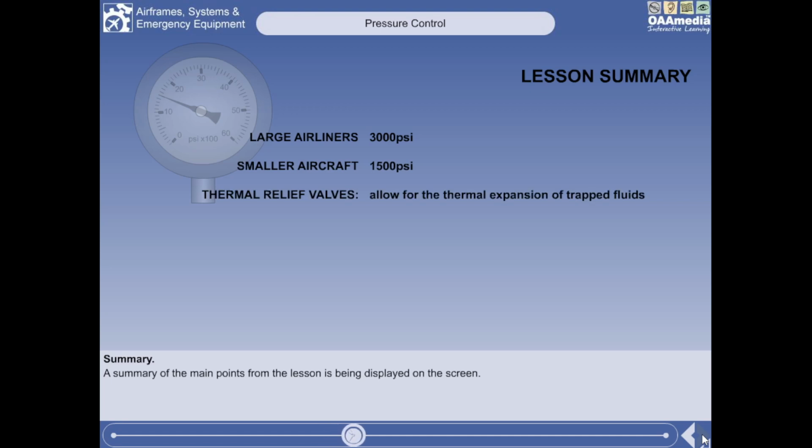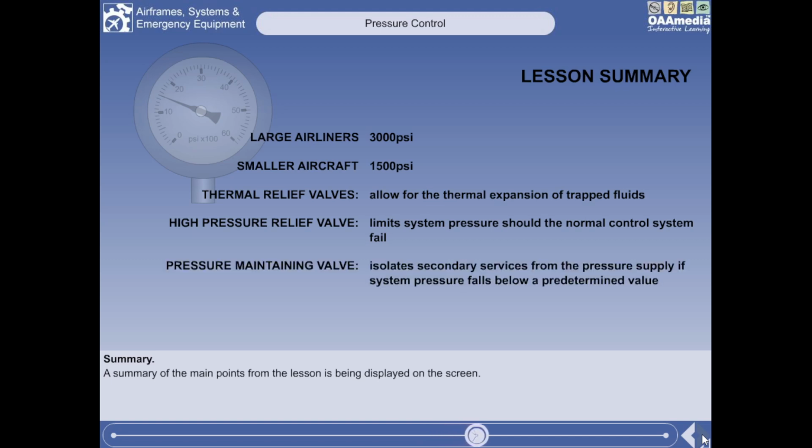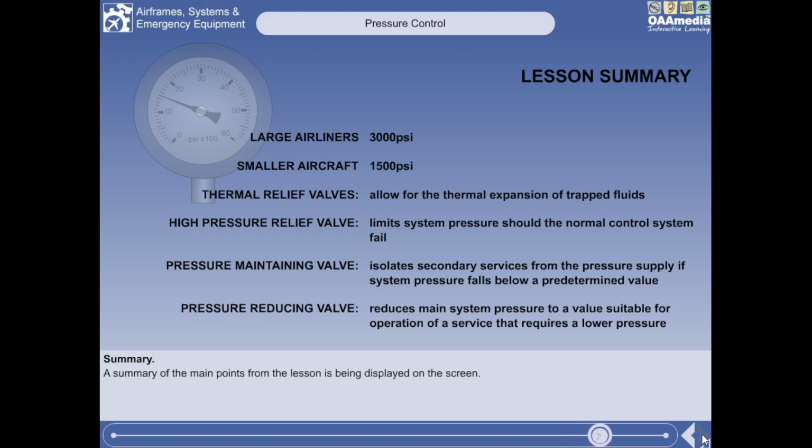You should know that thermal relief valves allow for the thermal expansion of trapped fluid. You have seen that a high-pressure relief valve is often fitted to limit system pressure should the normal control system fail. You have also seen that a pressure-maintaining valve, or priority valve, isolates secondary services from the pressure supply if system pressure falls below a predetermined value, thus giving priority to the operation of the primary services. And that a pressure-reducing valve is often used to reduce main system pressure to a value suitable for operation of a service that requires a lower pressure.